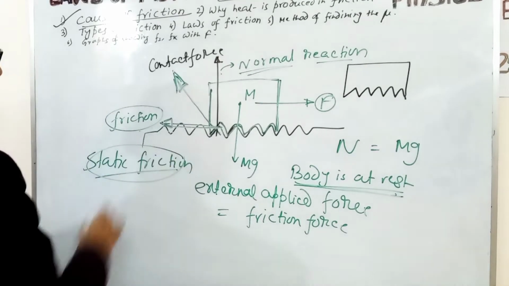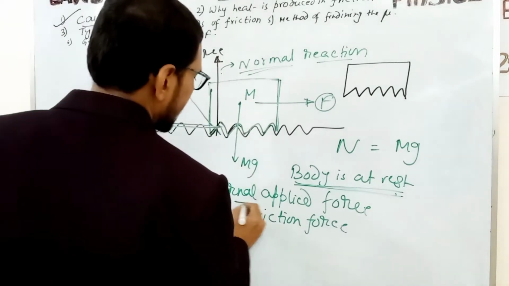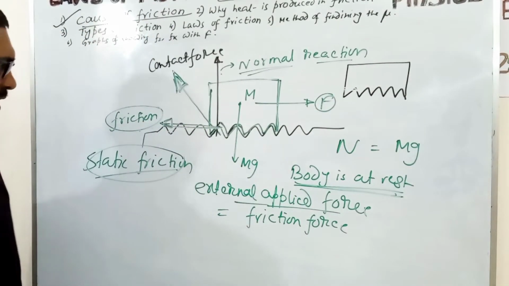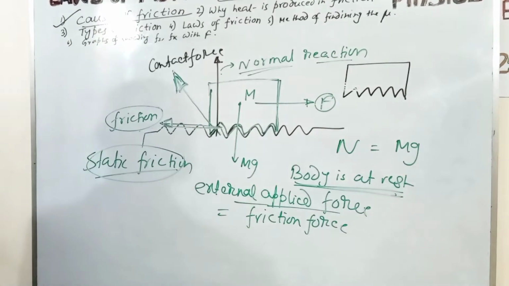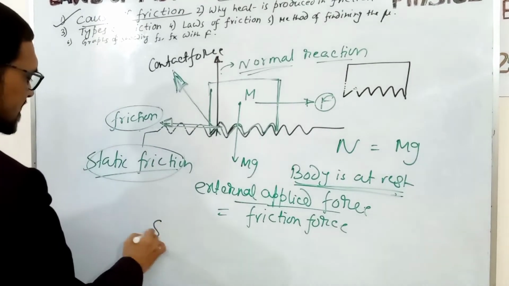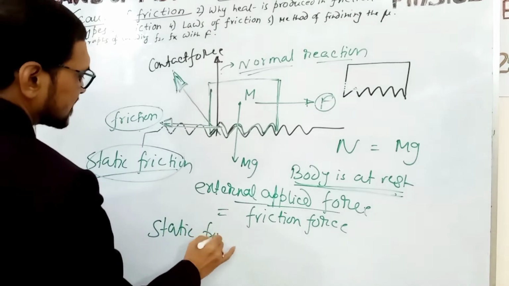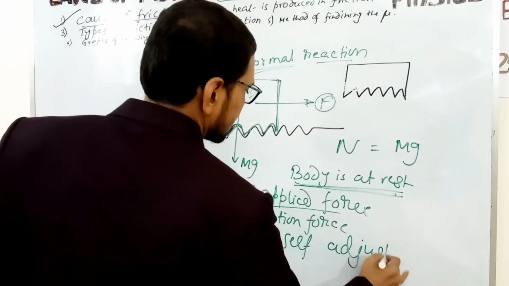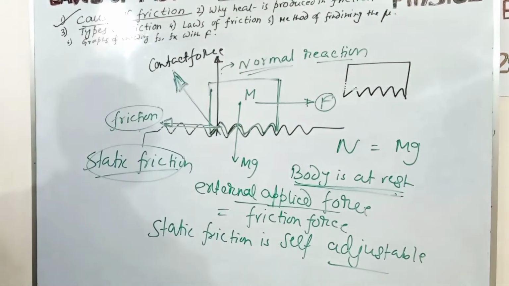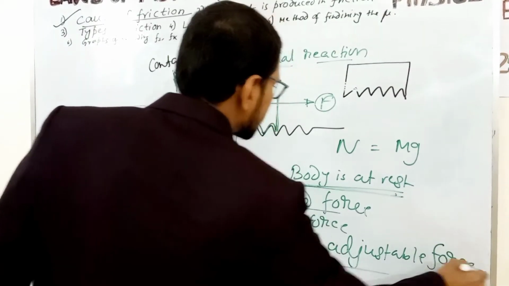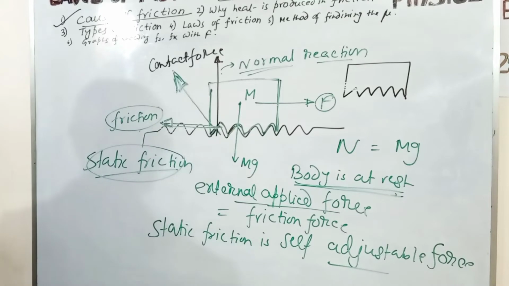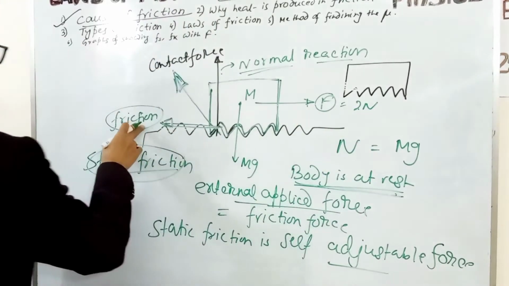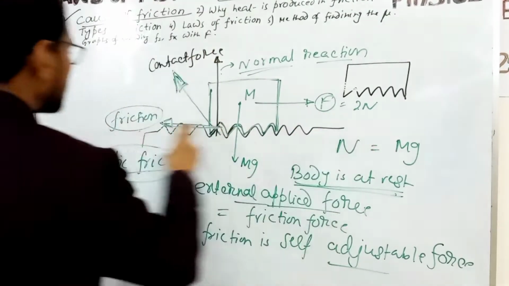There is no formula for static friction. Static friction is generally equal to the external applied force. If the force is varied, then friction also varies. If the force increases, the friction also increases. So static friction is self adjustable. It is a self adjustable force which adjusts itself to counter the external applied force so that the body does not move. That is, when the external force is, suppose, 2 newton, the friction force is 2 newton. When the external force is 3 newton, the friction force is equal to 3 newton.